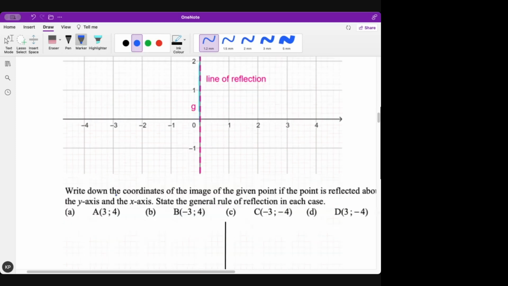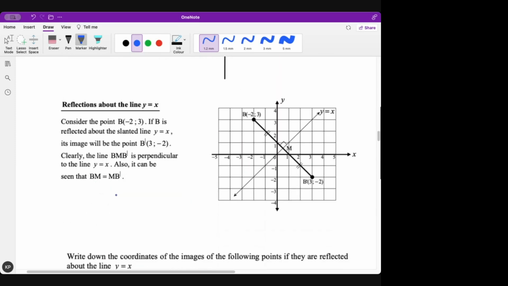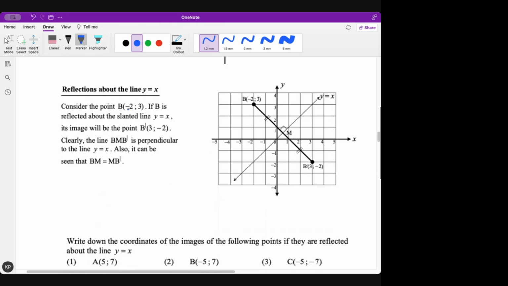Okay, so the third type would be reflections about the line y equals x. Now that line would be this one over here.